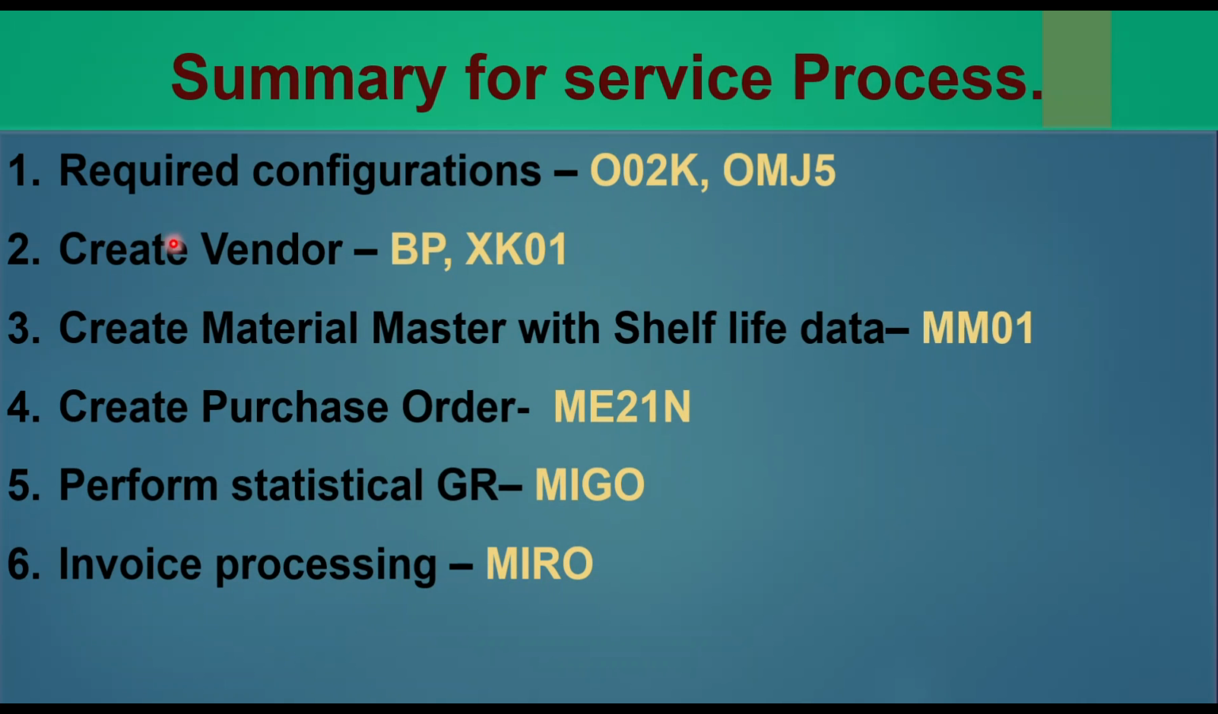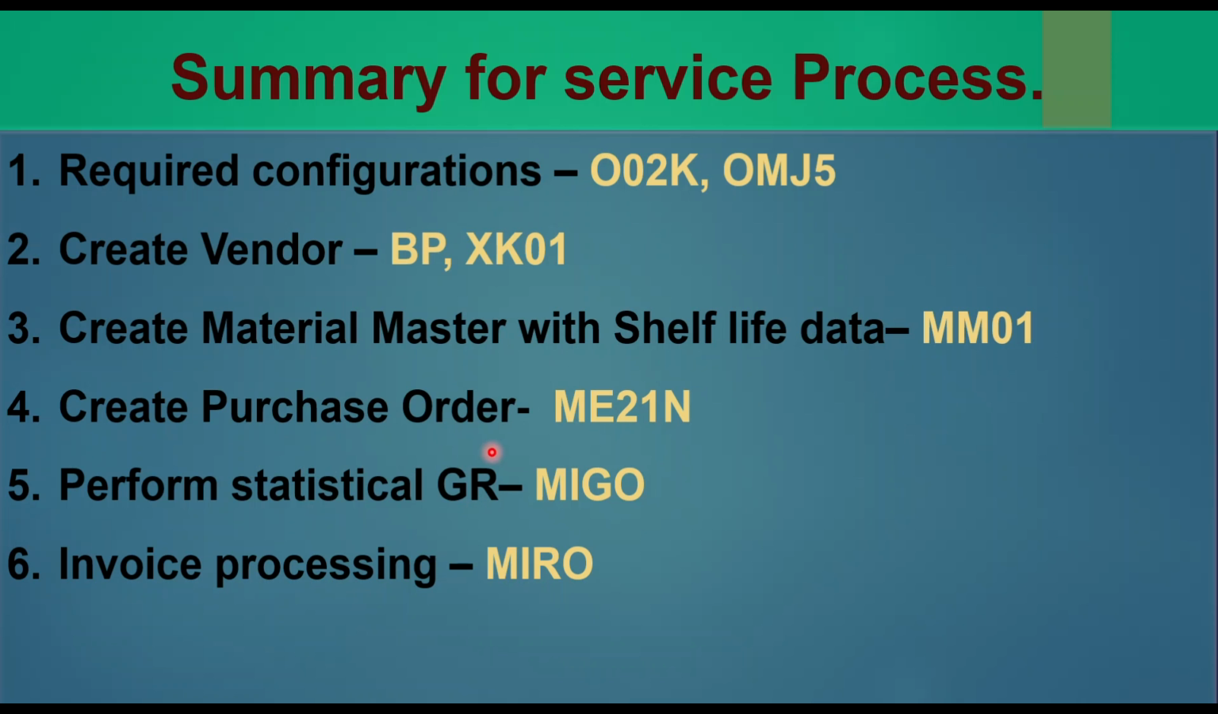So we have maintained the required configuration with these transaction codes, or you can use the path as well that I have shown. Then we have maintained the vendor master. If you are using HANA, then it will be BP. If you are using ECC 6.0, then you will use the XK01 T-code. Then we have to maintain the material master with shelf life data under plant and storage data 1 view through MM01.